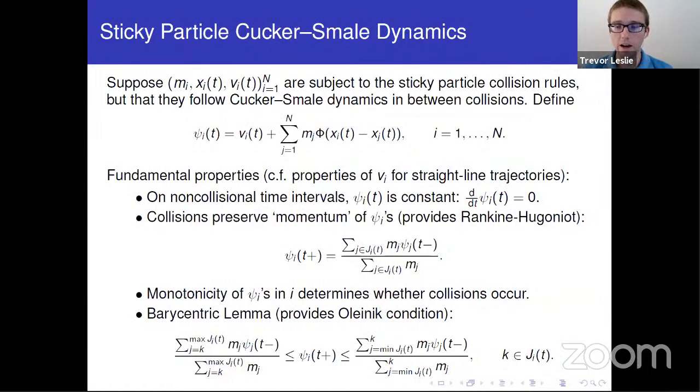And finally, we have this barycentric lemma for the Psi's, which basically says that prior to a collision, the average Psi in the left group of particles exceeds the average Psi on the right. And it turns out that this property, conservation of Psi momentum, guarantees the Rankine-Hugoniot condition holds for the corresponding solution of the AM equation, while this property gives us the Oleinik condition.